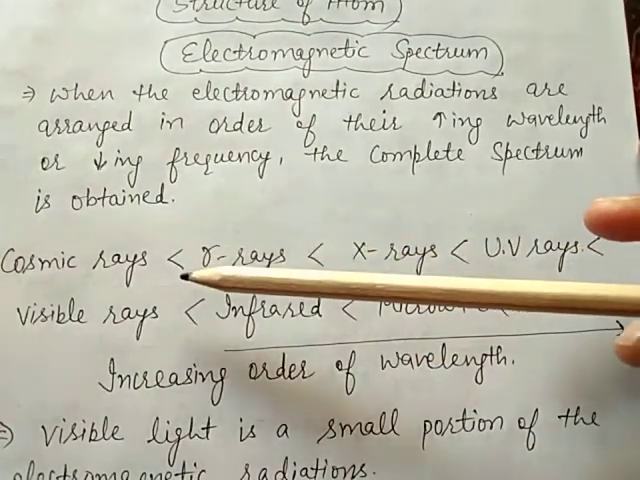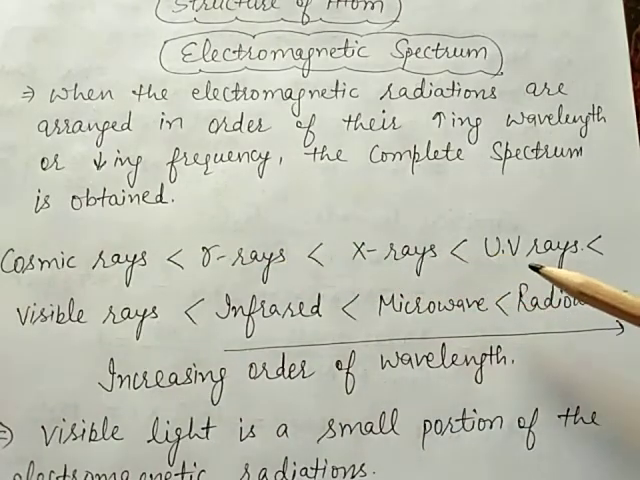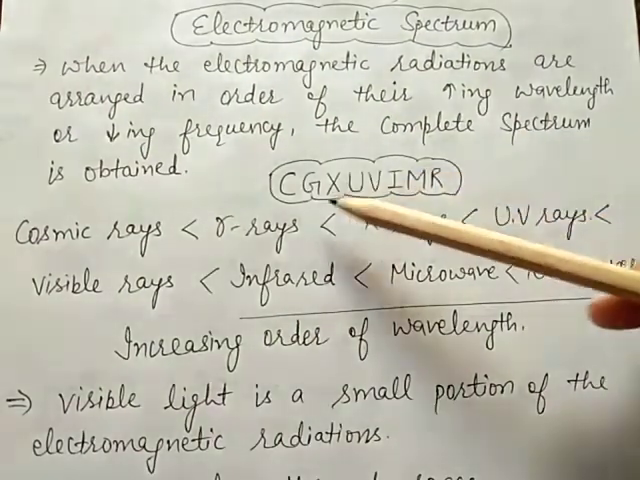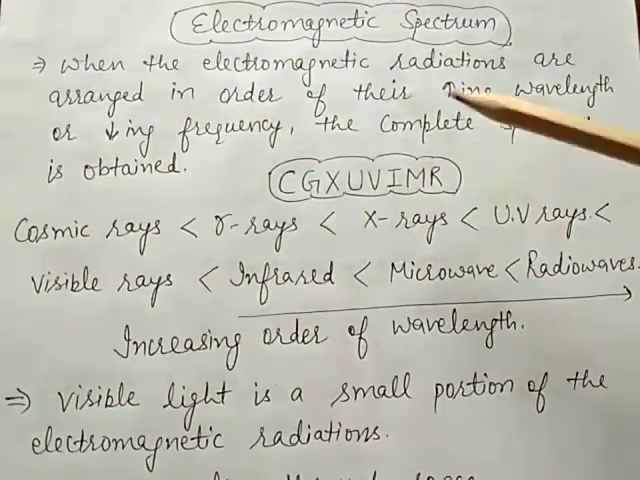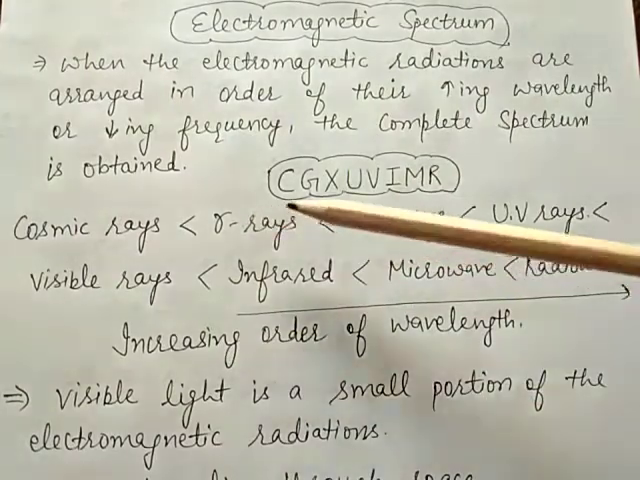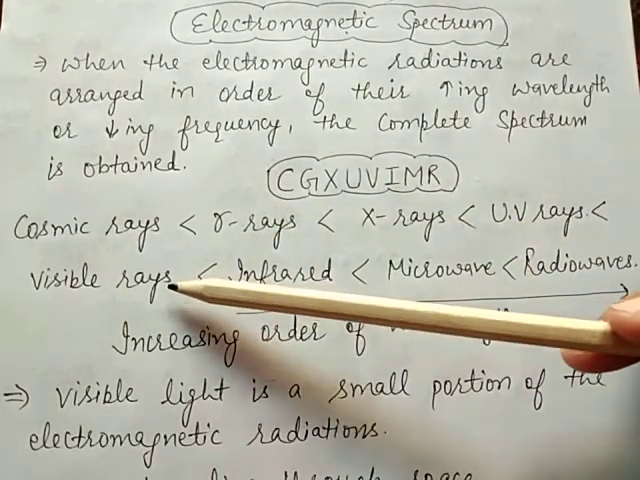It is learned in a simple manner: C, G, X, UV, I, M, R. CGX, UV, IMR. It's a short form. Visible light is a small portion of electromagnetic radiation.